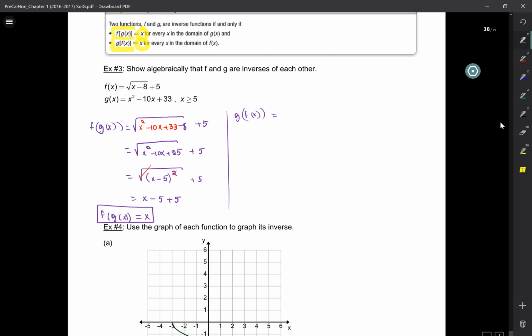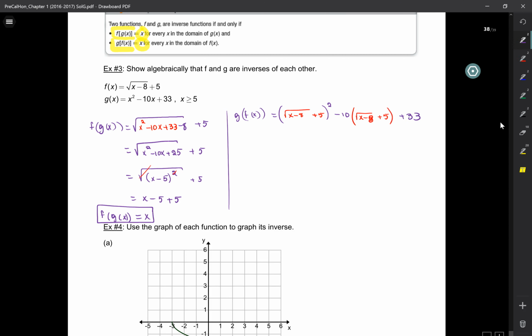Okay, let's do g of f of x. That means I'm going to put f inside of g. Now this is a little bit more work. So it's the square root of x minus 8 plus 5 squared minus 10 times x minus 8 plus 5 plus 33.